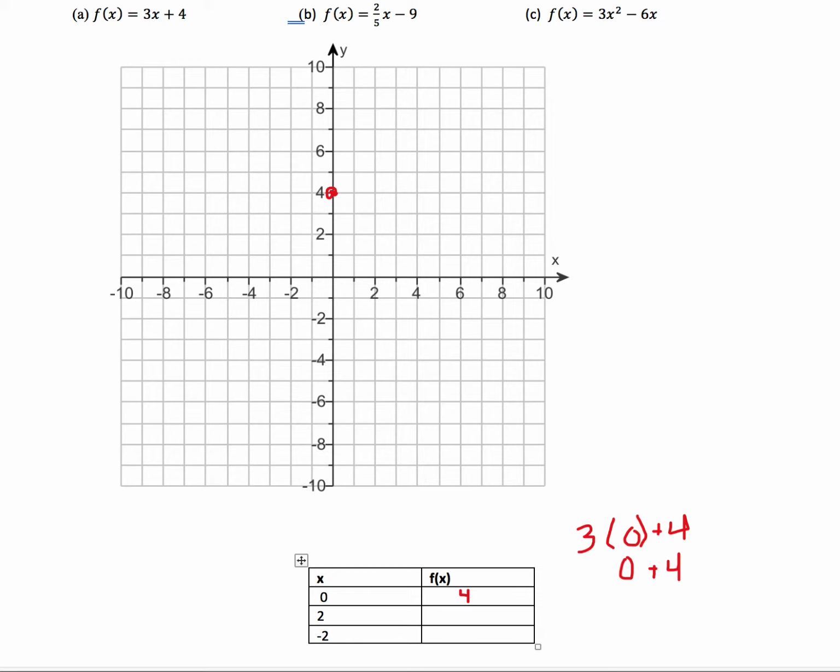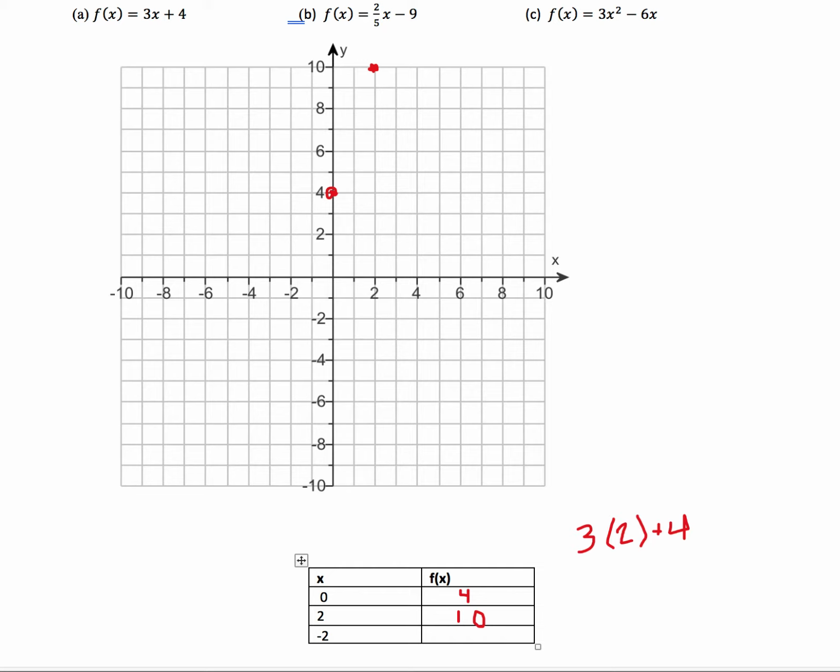Okay, so now I want you to go ahead and do the same thing for the 2 and the -2. So go ahead and plug the 2 into your function and also the -2 into your function, and let's see what you get. So plugging the 2 in should give you 3 times 2 is 6, plus 4 gives you 10. All right, so let's plot that point. So starting at the origin, we're going to go over 2 because that's our x value, and then up 10. And we'll place our point there.